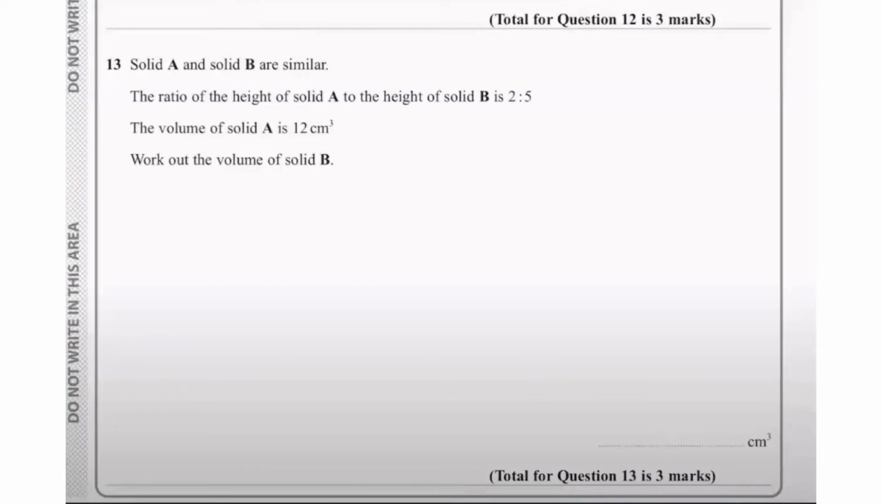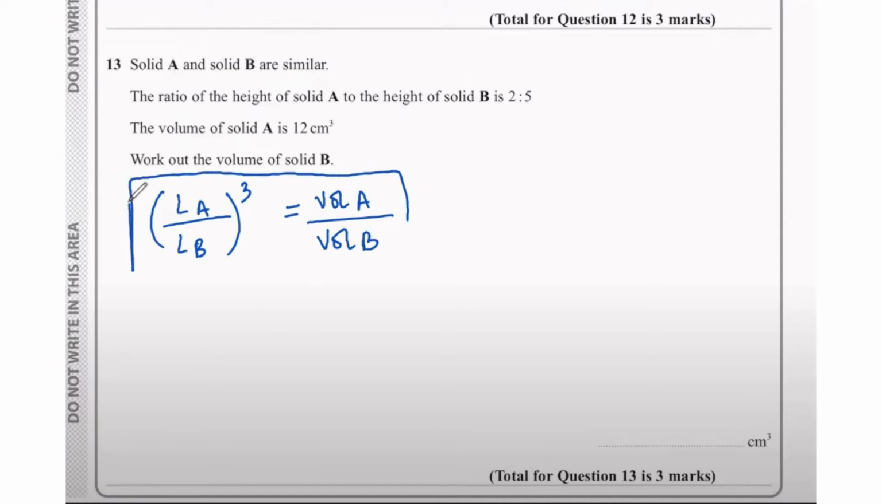Question 13 says solid A and solid B are similar. The ratio of the height of solid A to the height of solid B is 2:5. The volume of solid A is 12 centimeter cube. Work out the volume of solid B. So in similar shapes, when you talk about the volume, your length of shape A divided by length of shape B whole cubed equals to the volume of shape A divided by the volume of shape B. That is the rule that we use.